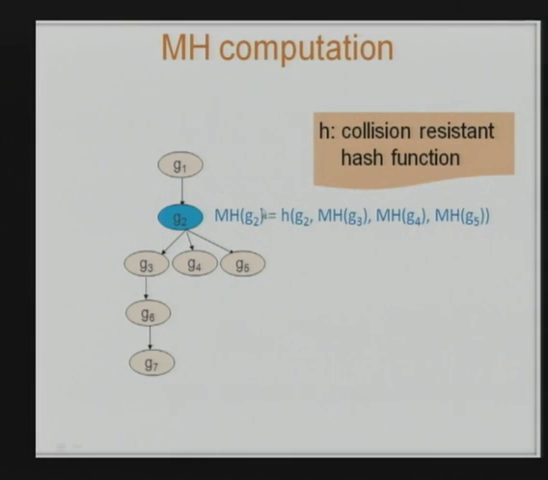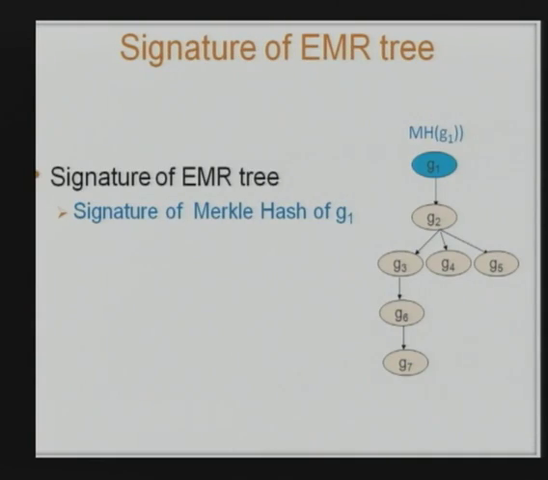Now, let's look at our example. The example here is the EMR tree we have. Let's look at G2. The Merkle hash of G2 is computed by taking the Merkle hash of G3, Merkle hash of G4, Merkle hash of G5, concatenated together and prepended with the content of G2. And then it is hashed again. The hash is a collision resistant hash function here, and by collision resistant it means that it is a one-way hash function. So the signature of the EMR tree is essentially the signature of the Merkle hash of G1.